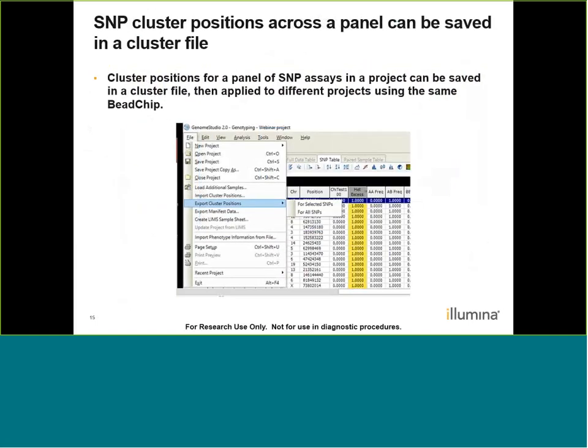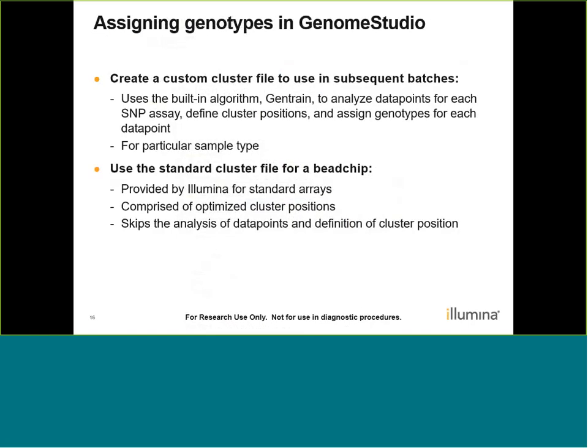So we can save these positions by creating a cluster file, and then that cluster file can be used across projects. So this file saves the cluster positions for a panel of SNP assays. We use these cluster files to assign genotypes in Genome Studio. You can either create a cluster file within Genome Studio. It uses an algorithm called GenTrain to analyze the data points for each SNP assay. It defines those cluster positions, both the shading and the oval, and it assigns genotypes for each data point.